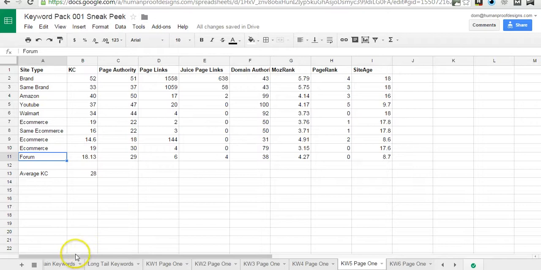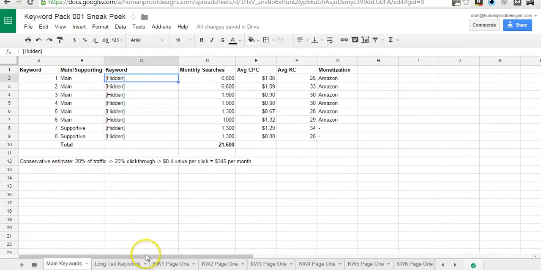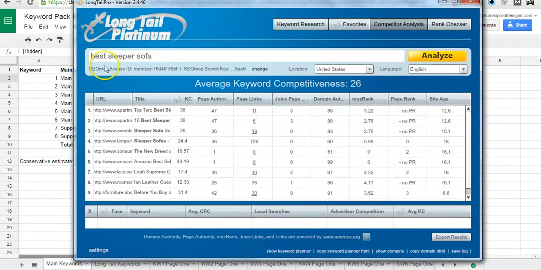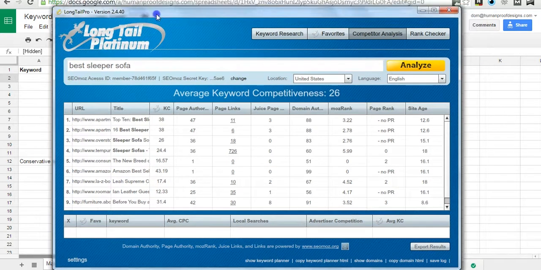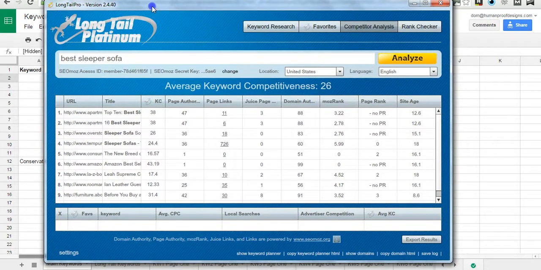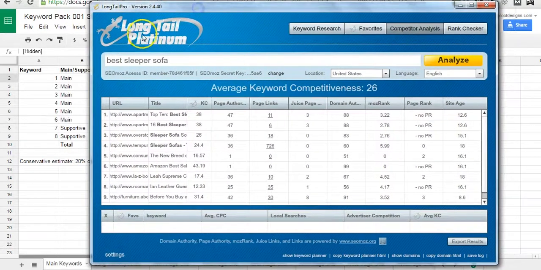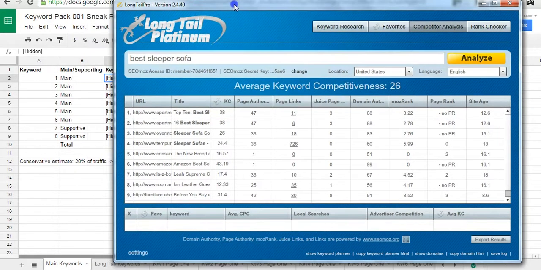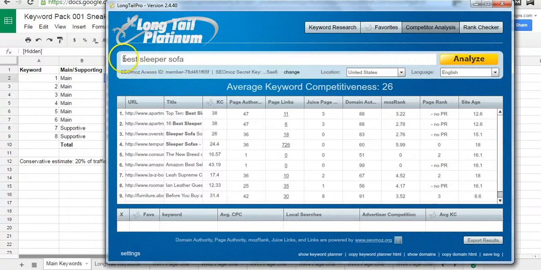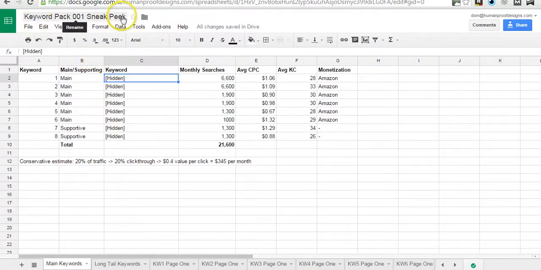Okay, one more thing to show you with these is I just forgot. So I'll move on and I'll come back in a second. So, okay, sticking with the sleeper example, I've got Longtail Pro up here. I'm using the Platinum one, which is how you get the KC information. So this best sleeper sofa is just an example I'm going to use. It's not a keyword from Keyword Pack 1, so this isn't about sofas. I just keep mentioning sofas.